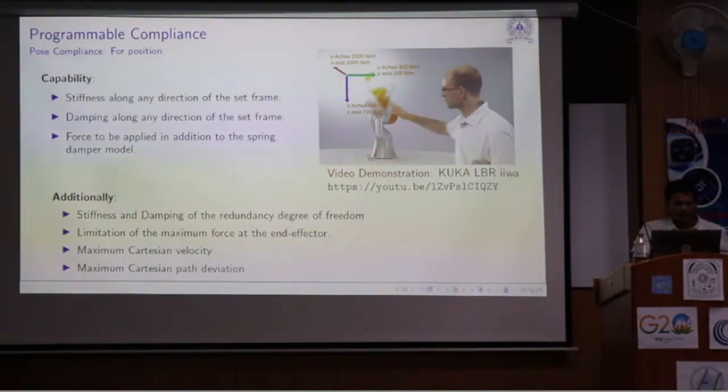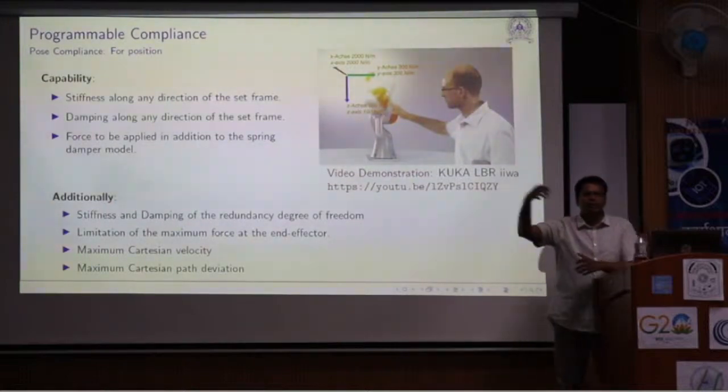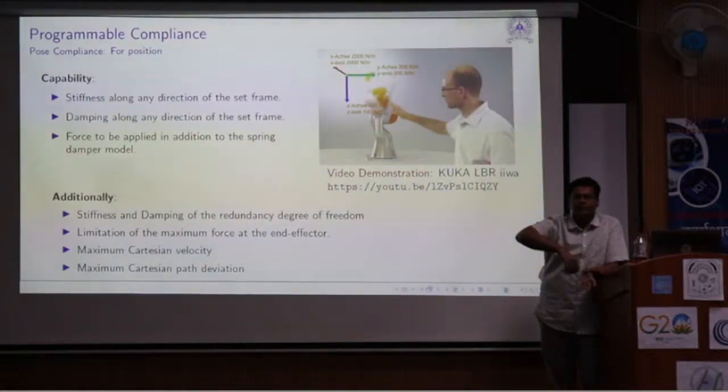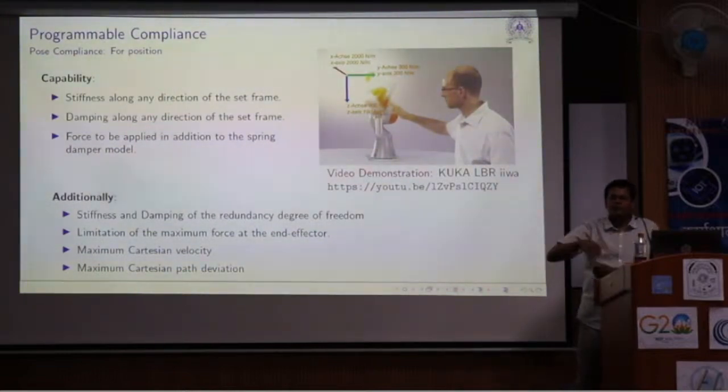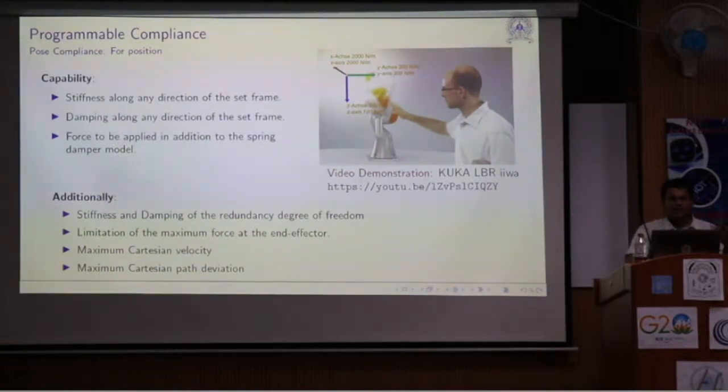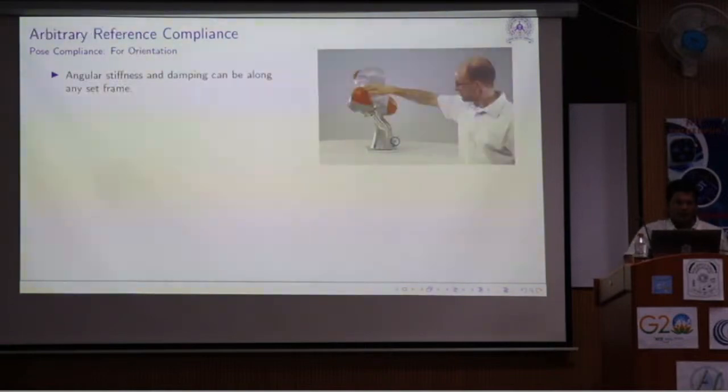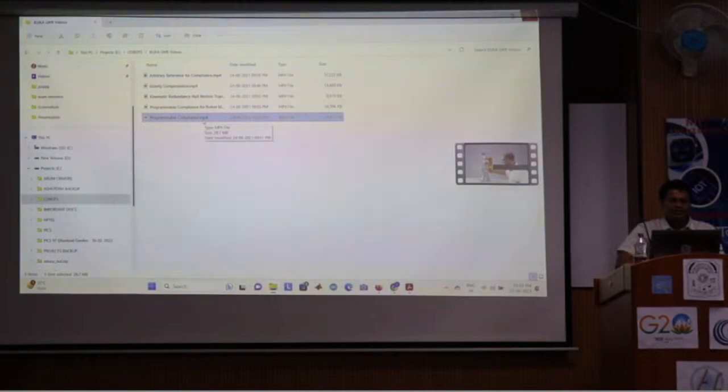Okay, and then Cartesian path deviation, because it is compliant, this feature should be there. Because it is compliant, normally they deviate from the path, isn't it? They deviate a little bit from the path, it has a little spring type of behavior, it is not that stiff a robot. So that is taken care of by the controller very well in this type of robot. That has to be taken care of. So these are some additional things that should be there. Okay. Next is arbitrary reference compliance. Again, I'll show you a video that will speak better.